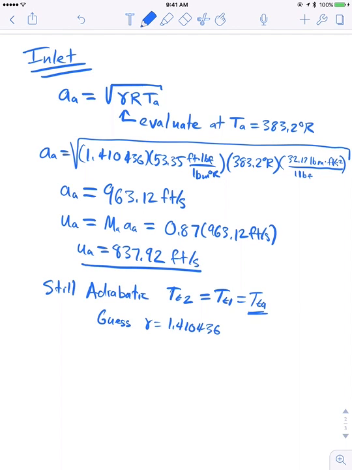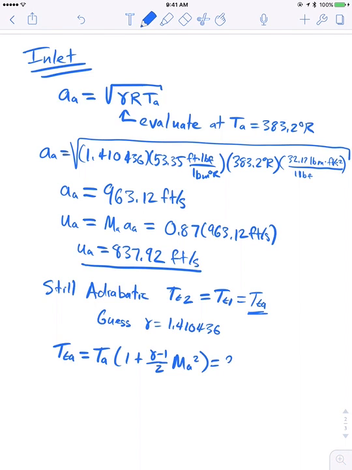So in order to calculate our total temperature, it's just of course going to be equal to our static temperature times 1 plus gamma minus 1 over 2 times our Mach number squared.